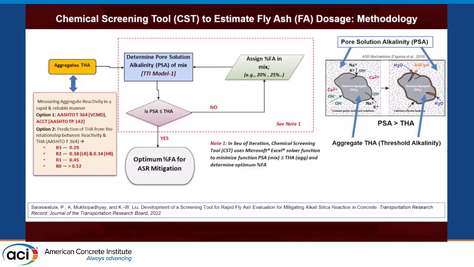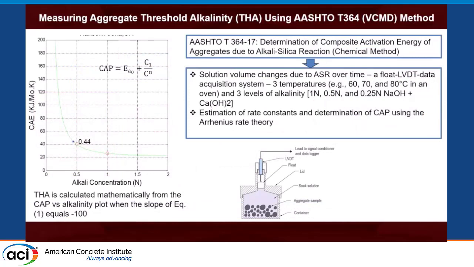But before pore solution, I will talk about threshold alkalinity. This is the procedure, AASHTO procedure 364. This is an aggregate solution test. You put loose aggregate, as-received aggregate, with no sample processing error, in this container and add a solution. We prefer 0.5 normal solution for reactivity prediction. And then there is an LVDT data acquisition system, with a float connected. So we measure solution volume change over time at different temperatures.